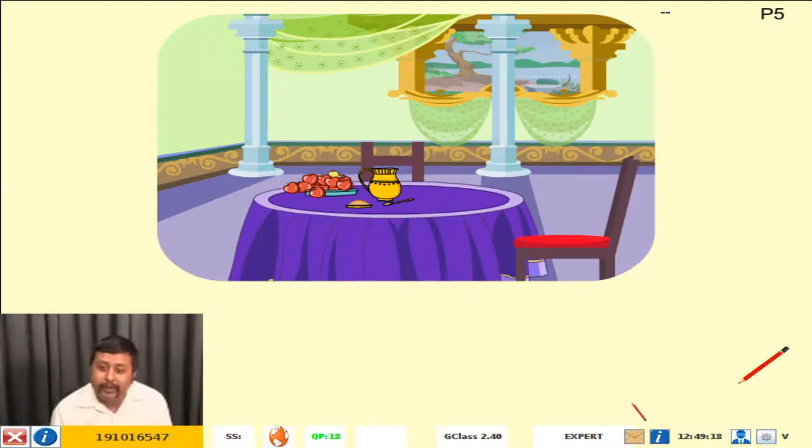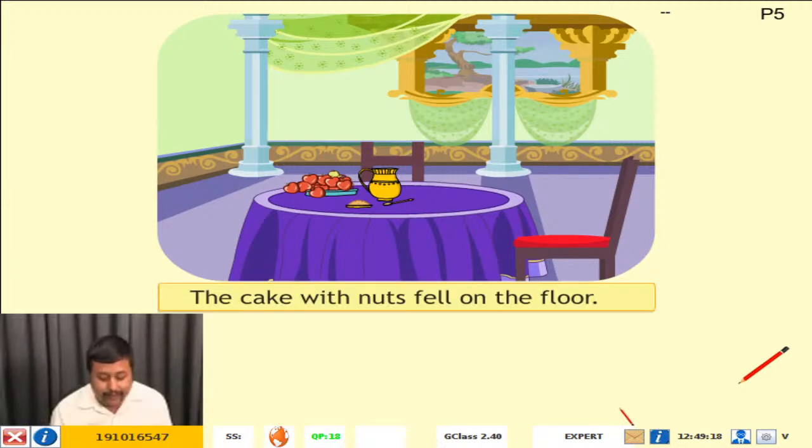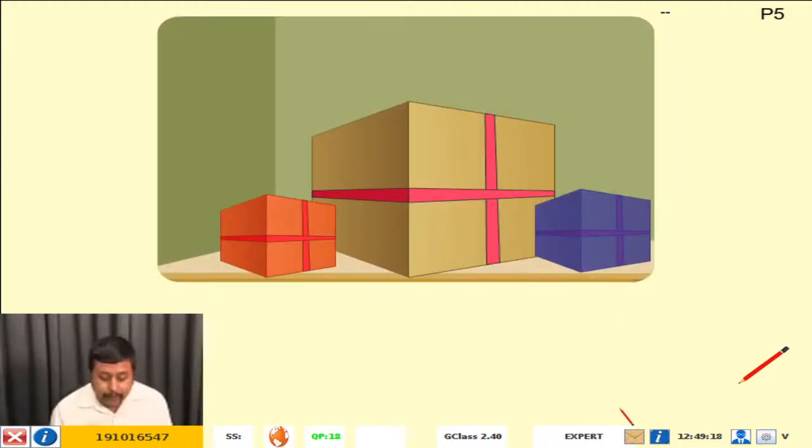What can we see? Apples fell down and something else fell. The cake with nuts fell on the floor. It had a line to hold. The cake with nuts fell on the floor. So the phrase here is with nuts, the cake with nuts fell on the floor. Then on the floor is another one, right?